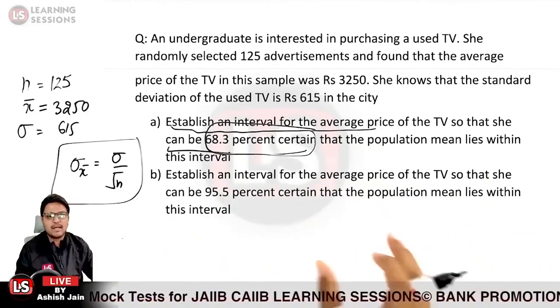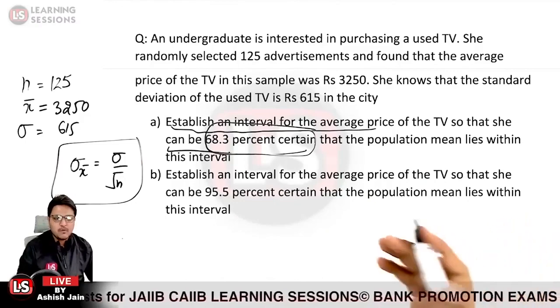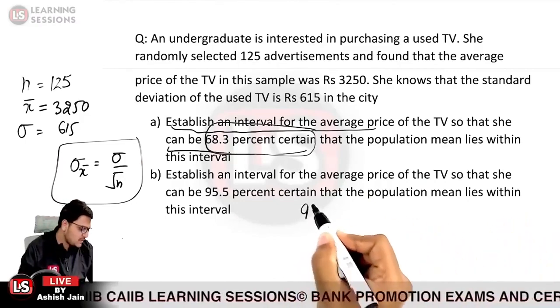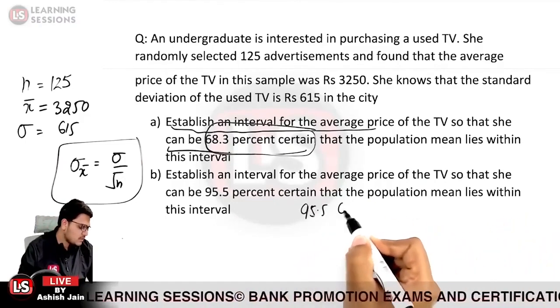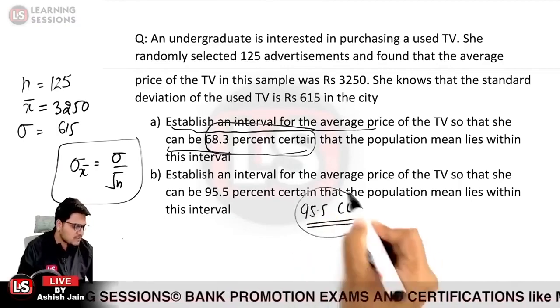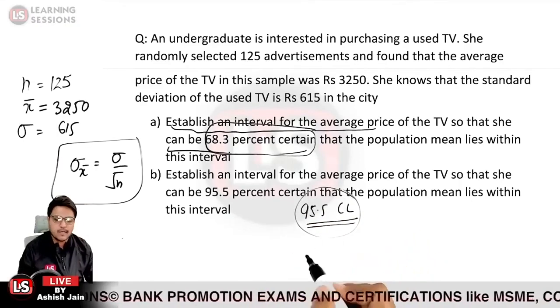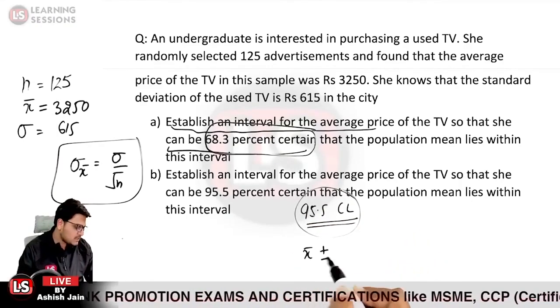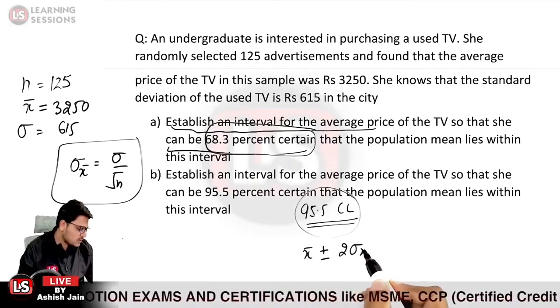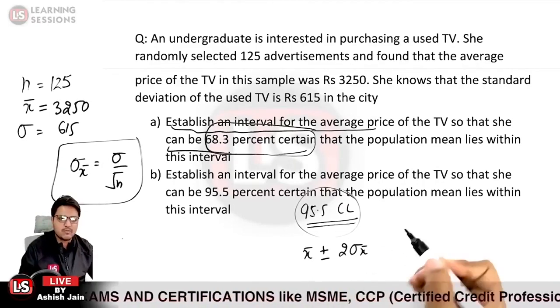Further, the second part says to establish an interval of the average price of the TV so that she can be 95.5% certain. For 95.5% certainty, what was the confidence level limit? What was the basic formula related to it? It was related to X bar plus minus 2 times the sigma X bar. So it will be related to what?